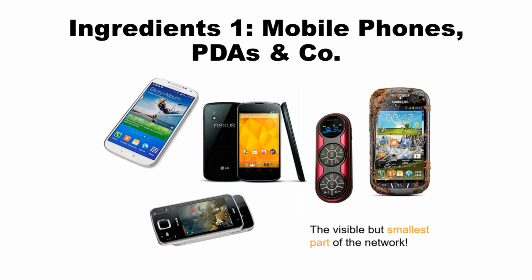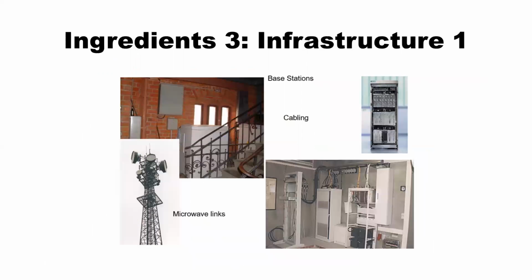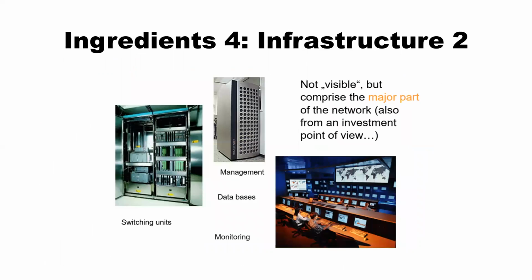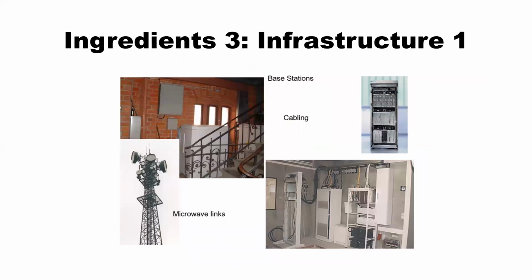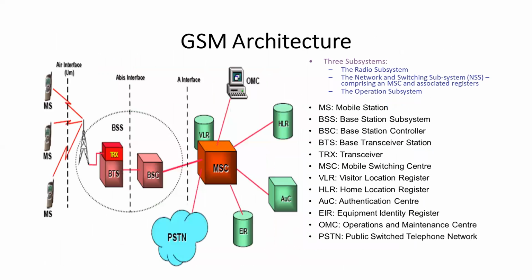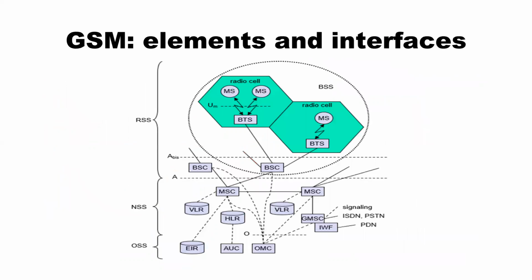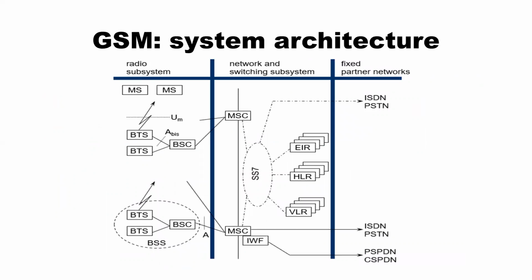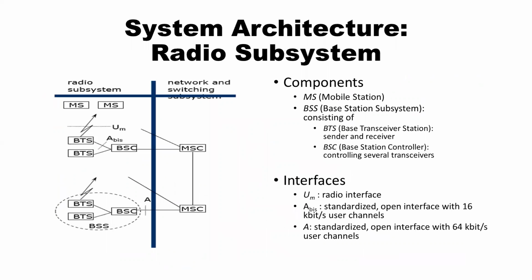Ingredients: mobile phones, PDAs and co., antennas, infrastructure like microwave links, base station cabling, infrastructure management, database, switching unit. GSM architecture covers all of these: radio subsystem, network subsystem, operation subsystem. And this is the architecture diagram of GSM, showing how the radio subsystem, network subsystem and operation subsystem work.